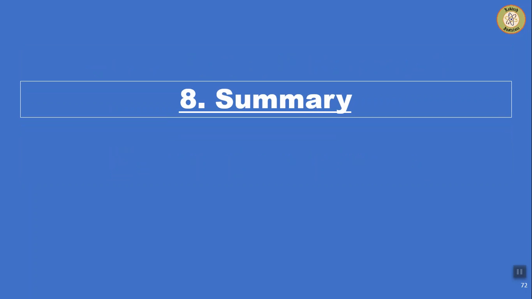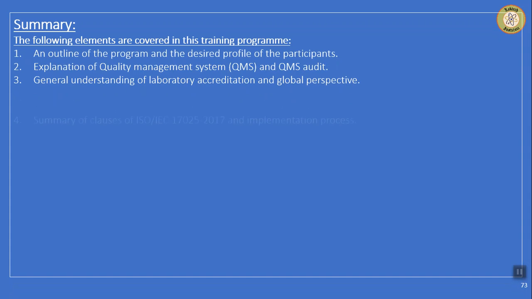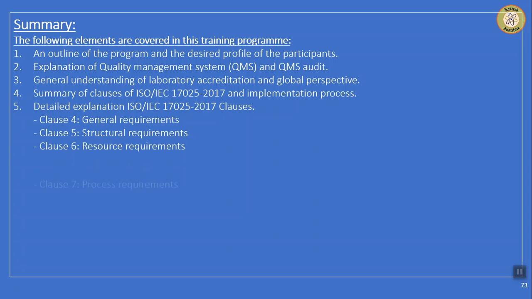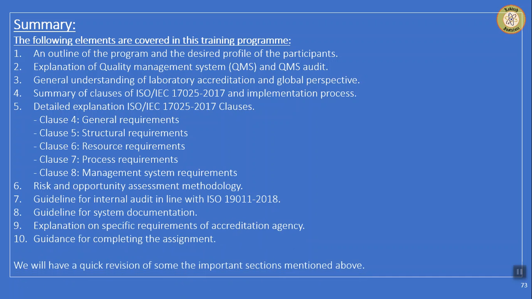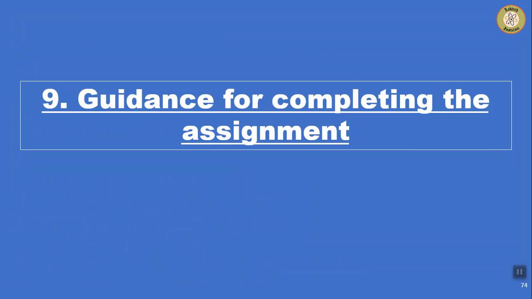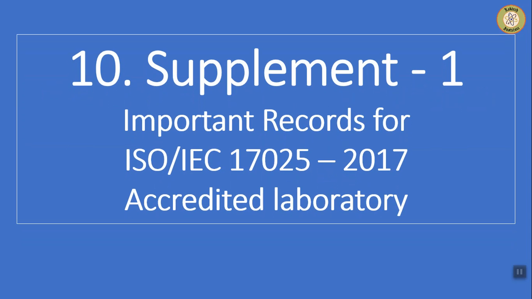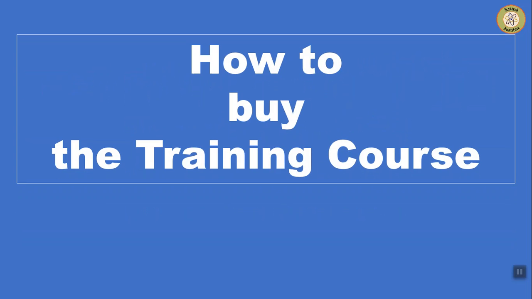Then the summary part, I told you that whatever has been the part of the training program, in a summarized manner, this was basically reproduced to help you recap your knowledge gained. So these are all the sections. Summary is further discussed for quick revision of your knowledge gained, and then there is guidance given for completing the assignment, and then there is a supplement given, which is important records for an accredited laboratory. So this is about the training program description basically.